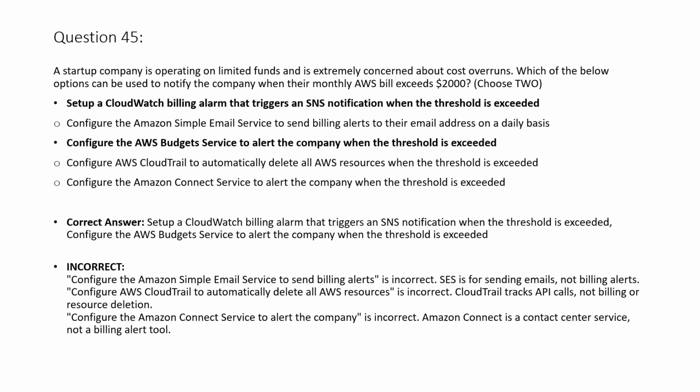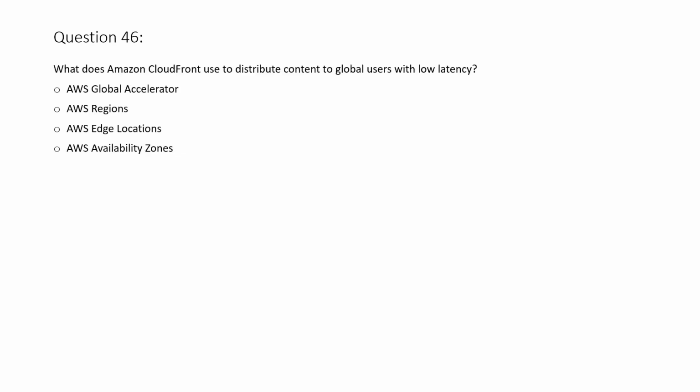Correct answers are A and C. Setting the CloudWatch billing alarm to trigger the SMS notification when the threshold is exceeded, and configuring the AWS Budgets service that will also send the alert to the company when the threshold is exceeded.